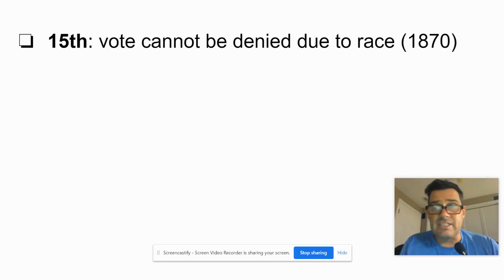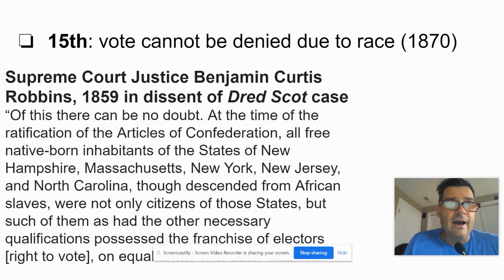Now, as we've already stated before, blacks could vote in several states in the North. And matter of fact, for a time, blacks could even vote in North Carolina, a slaveholding state. And so this is in 1870, just after the Civil War. Matter of fact, this overturned the Dred Scott case. Let's take a peek at that.